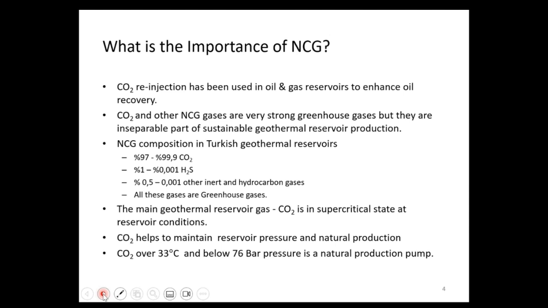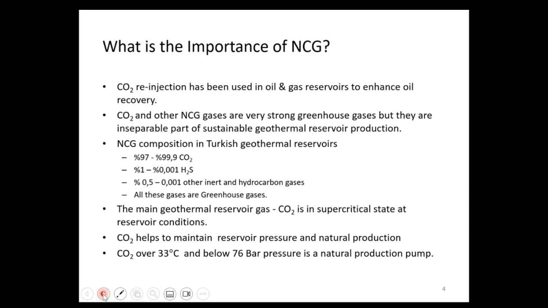I am going to talk about one of our cases, which is in Turkey. I want to give a big picture of the Turkish geothermal power plant reservoir characteristics and NCG characteristics. It's mostly CO2, from 97 to 99.9% CO2. Some of them have partially from 1% to less than 0.01% H2S. Some of them have some minor other inert gases, changing from one type of non-condensable gas to another.